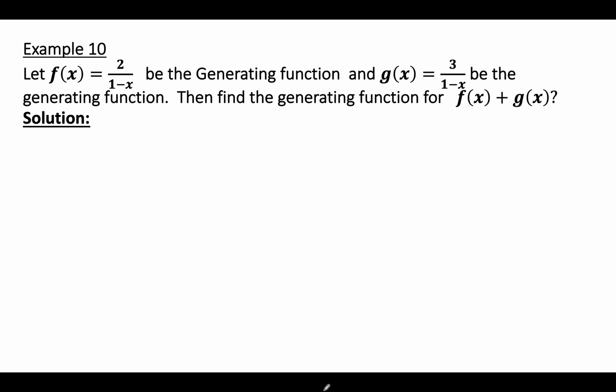Okay, let's see this example here. We have the first generating function f of x as 2 over 1 minus x, and g of x as the second generating function, which equals 3 over 1 minus x. Now we need to find the summation of those two functions. We can see here it starts from the closed form, so all we need to do is convert this closed form to a series form.